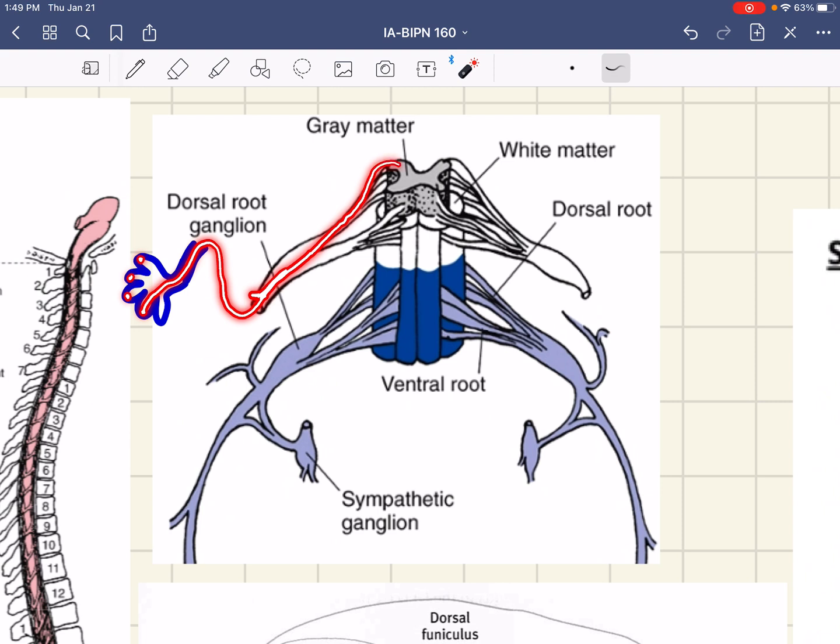It will synapse with a cell body, a neuron body, at the dorsal horn of the gray matter. Then it will travel to the back, for example, the dorsal white column, or to the lateral side, because in both places, dorsal and lateral, we have sensory tracts. And then the sensory tract will take the information up to the brain.